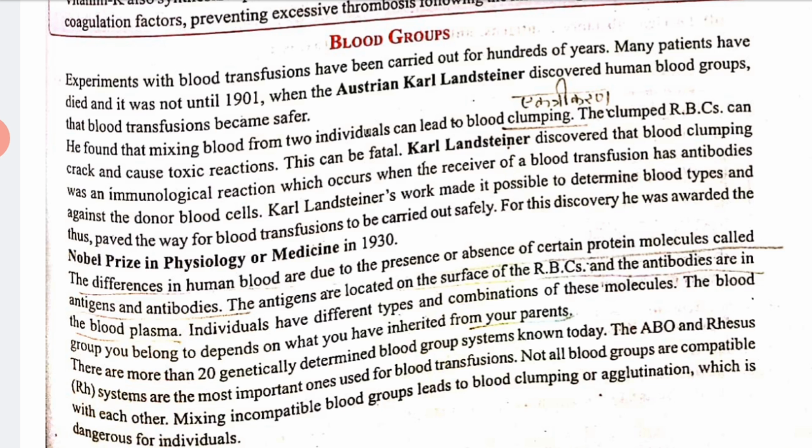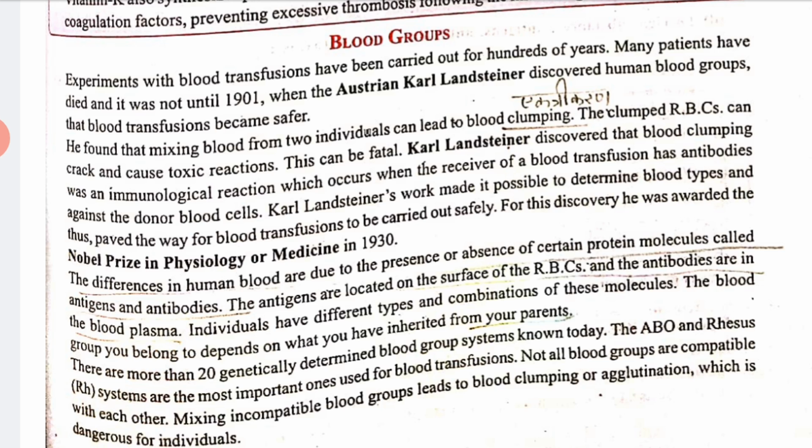The differences in human blood are due to the presence or absence of certain protein molecules called antigens and antibodies. The antigens are located on the surface of the RBCs and the antibodies are in the blood plasma. Individuals have different combinations of these molecules. The blood group you belong to depends on what you inherit from your parents, because the inherited characters from our parents decide our blood group.